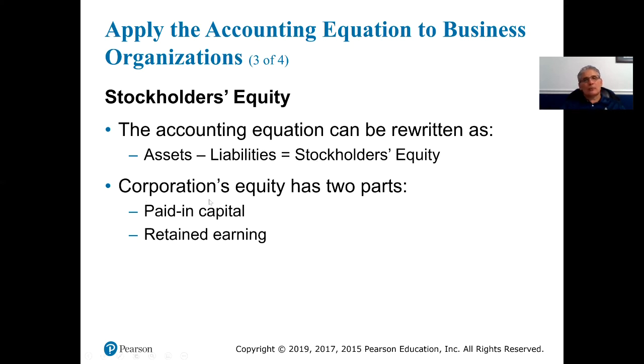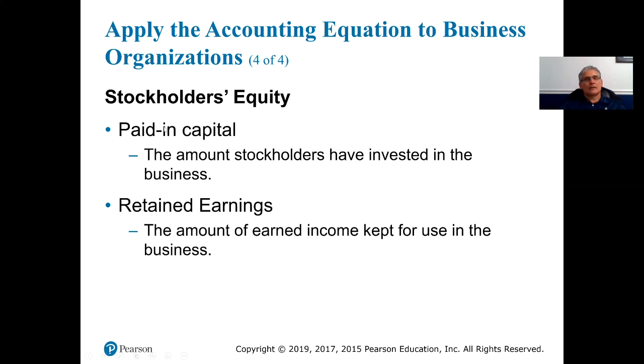And then when we're talking about a corporation, the equity will be broken down into two parts. This is paid-in capital and retained earnings. Paid-in capital, this is the money that's put into the business by shareholders. And retained earnings, this is the money that is generated or earned by the corporation that is retained for future business. They don't pay it out in dividends. They hold it for the company. Paid-in capital is the amount stockholders have invested in the business, which is the way I described it earlier. And retained earnings is defined as the amount of earned income kept for use in the business. That's the way I described it earlier.